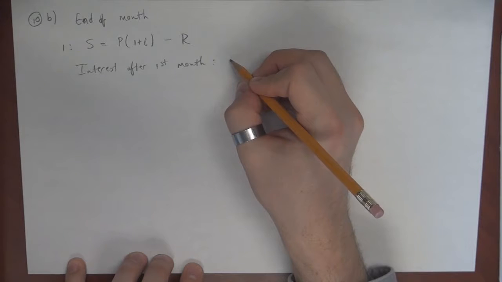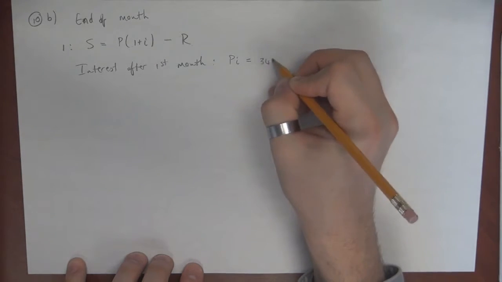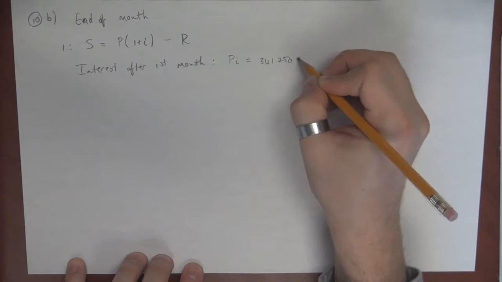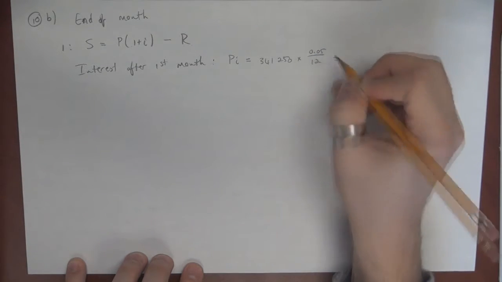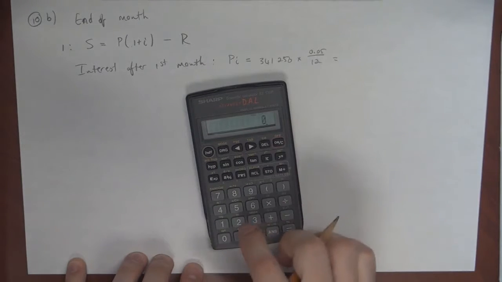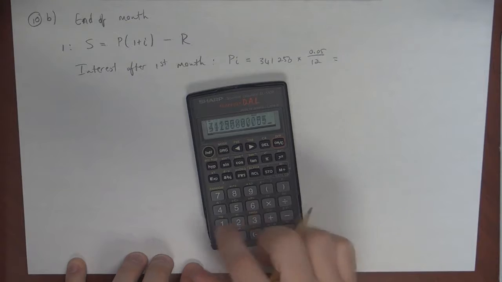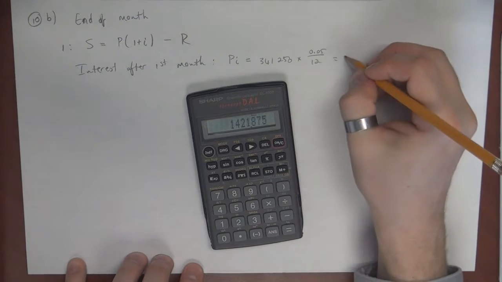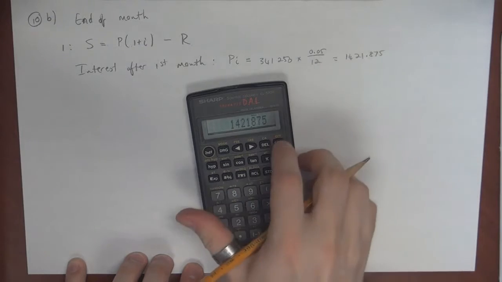That is simply P times I, which is, what is P again? 341,250 times I, which is 0.05 over 12. Let's see what I get. 341,250 times 0.05 divided by 12. Let's hope it's less than the payment. 1421.875.